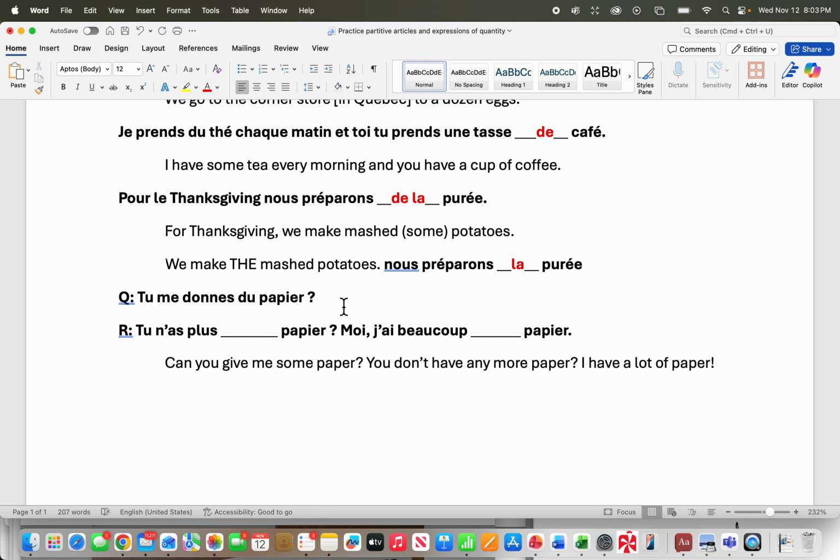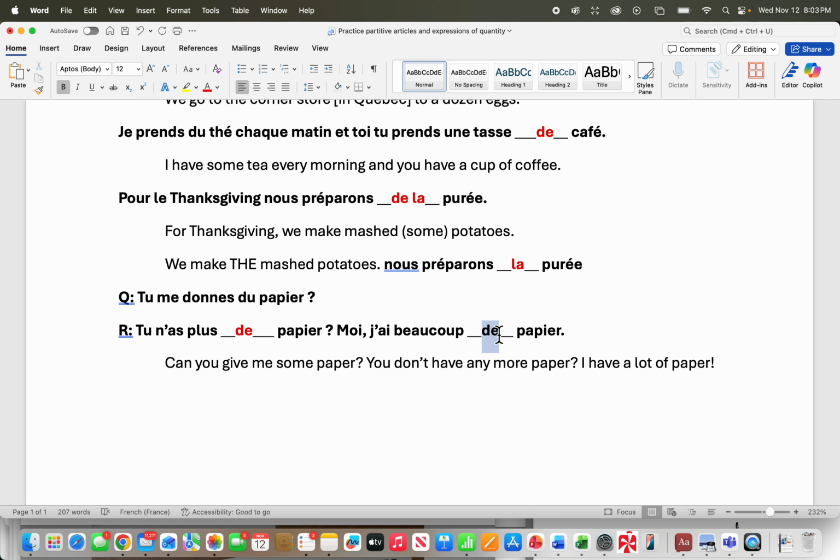Okay, let's look at the last one. Tu me donnes du papier? Will you give me some paper? Tu n'as plus something? Moi, j'ai beaucoup papier. So you don't have any more paper? I have a lot of paper. Tu n'as plus de papier? Moi, j'ai beaucoup de papier.